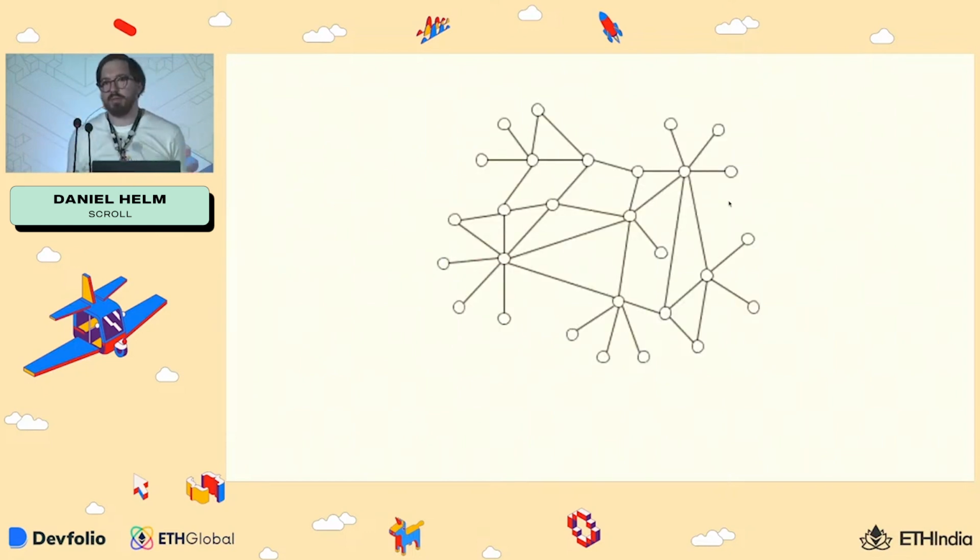Well, let's remember how Ethereum works, right? We have this decentralized network, and we can imagine each one of these dots as nodes in that network, right? As a transaction comes through, every single one of these nodes has to do the work of that block, right?